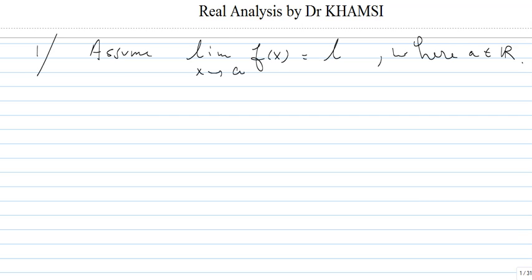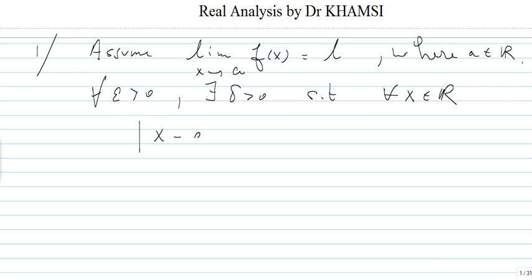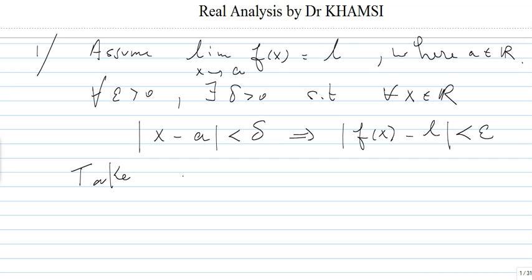So what does the definition of limit equal to L mean? It means that for any epsilon, there exists delta such that for every x in R, absolute value of x minus a less than delta implies that absolute value of f of x minus L is less than epsilon. Okay? So take epsilon less than 1/2.